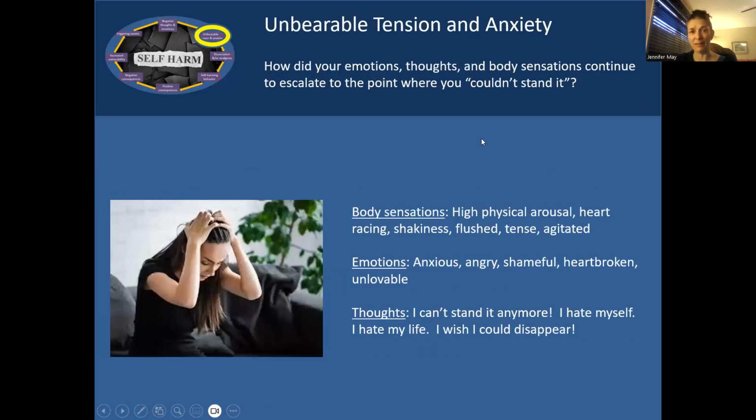Unbearable tension and anxiety. After the buildup of thoughts and emotions, I might get to some sort of breaking point and really feel physically some of the tension and anxiety, as well as emotionally and cognitively. So body sensations: maybe I'm hyperaroused. I'm feeling high physical arousal. Maybe my heart is racing. I'm shaky. I'm flushed. I'm hot. I'm tense. I'm agitated. Maybe all that's building up while I'm thinking about all these things. So I'm feeling anxious, angry, shameful, heartbroken, unlovable.